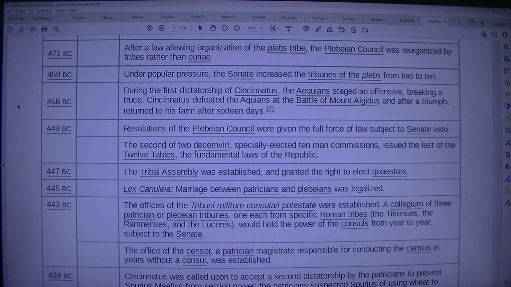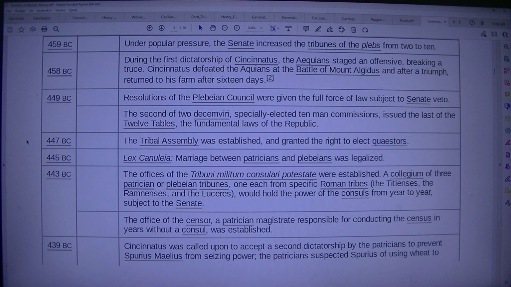458 BC. During the first dictatorship of Cincinnatus, the Aequi staged an offensive, breaking a truce. Cincinnatus defeated the Aequi at the Battle of Mount Algidus and, after a triumph, returned to his farm after 16 days. 449 BC. Resolutions of the plebeian council were given the full force of law, subject to Senate veto.